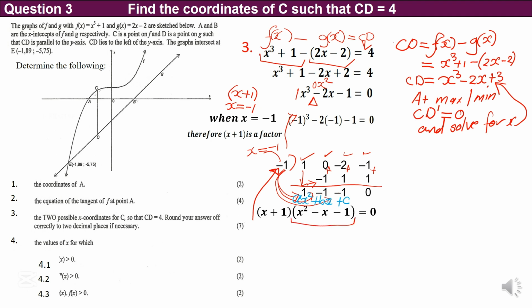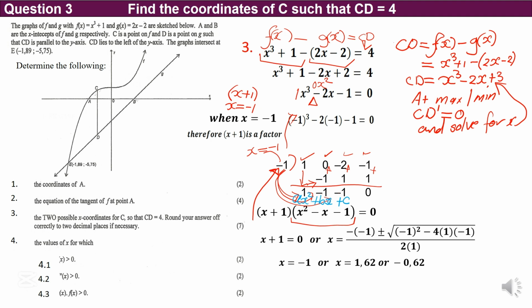Now, to complete our answer, we need to solve it. The quadratic part of the expression cannot be factorized. Therefore, we may apply the quadratic formula or completing the square. And in this case, we have used the quadratic formula. That will give us the values of x. X is equal to -1, or x is equal to 1.62, or x is equal to -0.62.